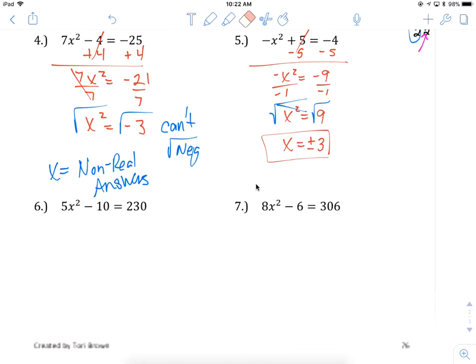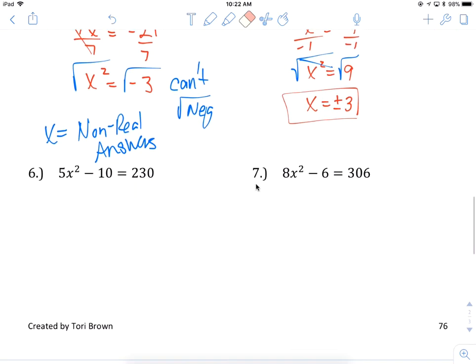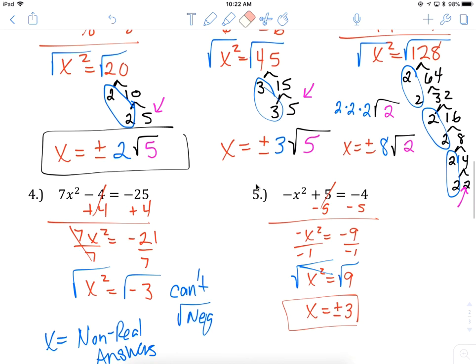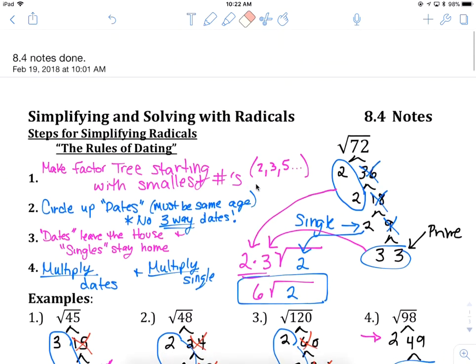Okay? All right, I'm actually going to skip 6 and 7 just for sake of time. If you need to go back and listen to any of these, they are here for you. Otherwise, go ahead and get started on 8.4's practice.